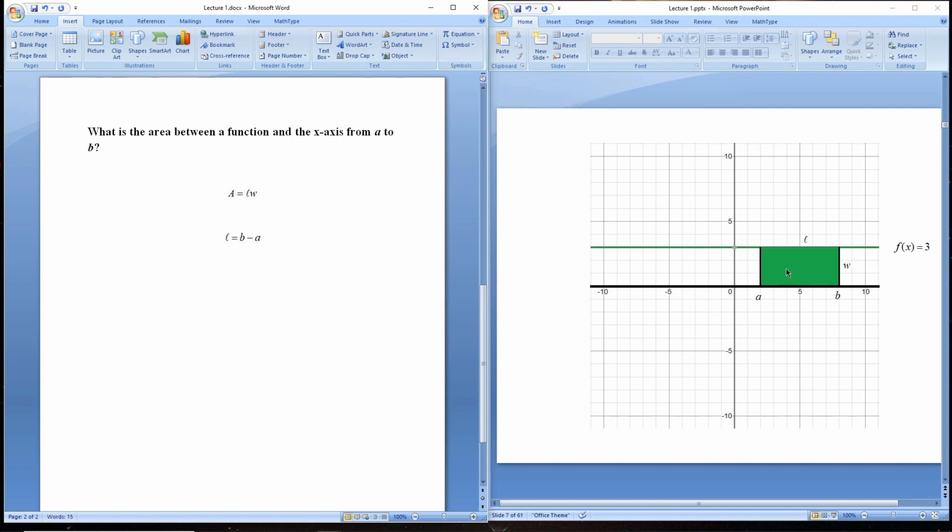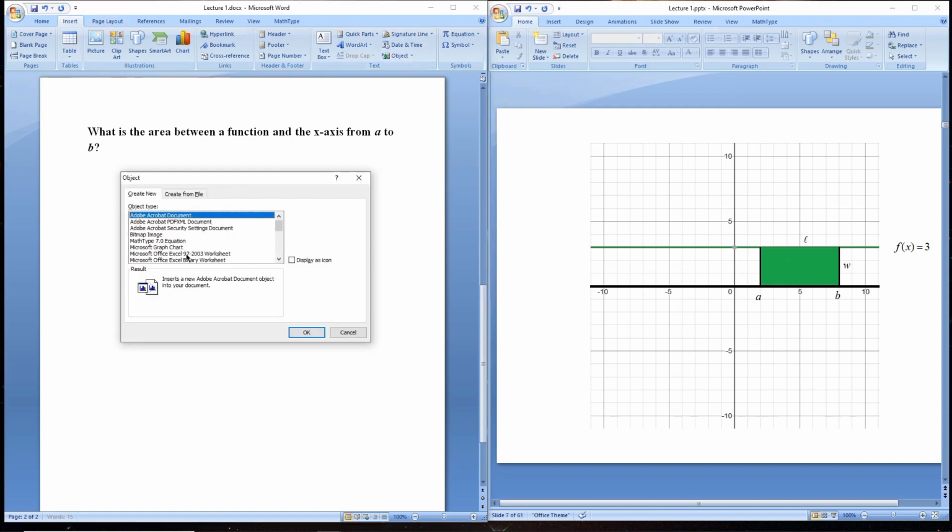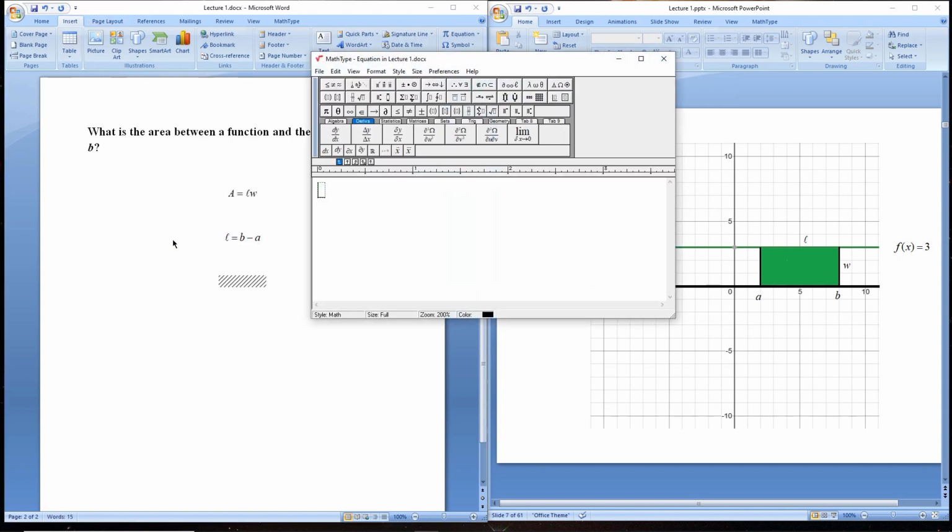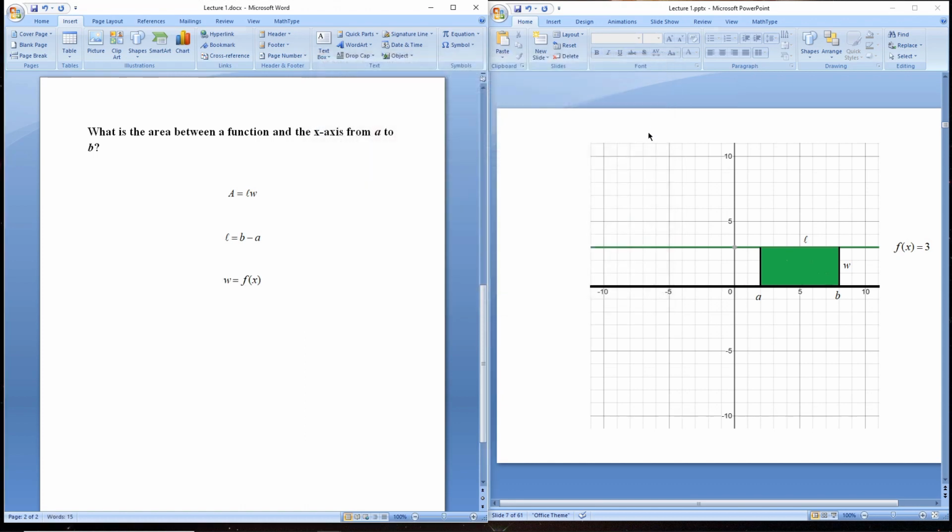And if we look at our rectangle over here as well, we can see that W, the width here, is actually just the height of the function. And so we can go ahead and write that as our next equation, that we're going to have W equal to our function. Now, this is only true for constant functions. We'll adapt this to more advanced things, but we got to start simple so the ideas come across.